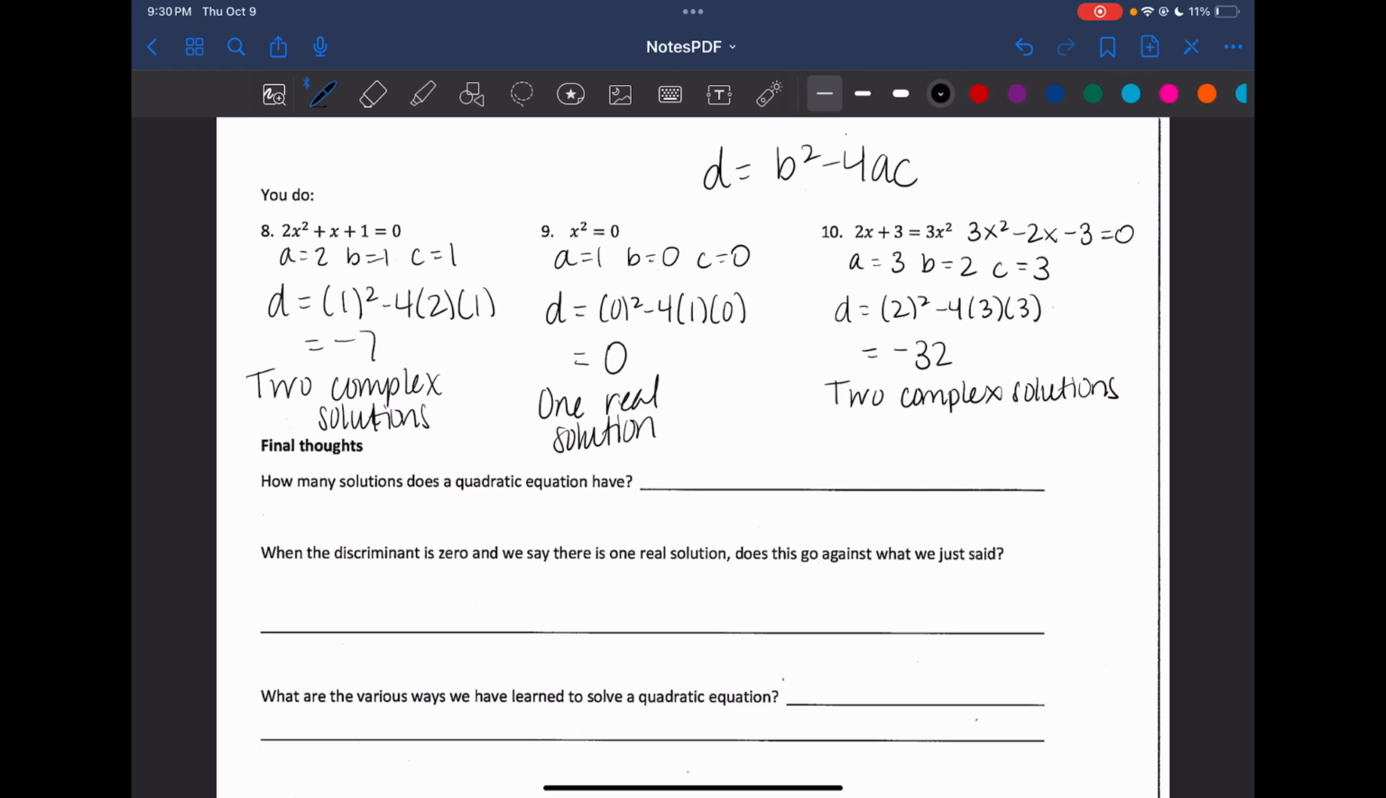If it were negative, then I would have 2 complex solutions, because a negative under the radical means I'm going to have to put an i in my final answer, which makes it complex.